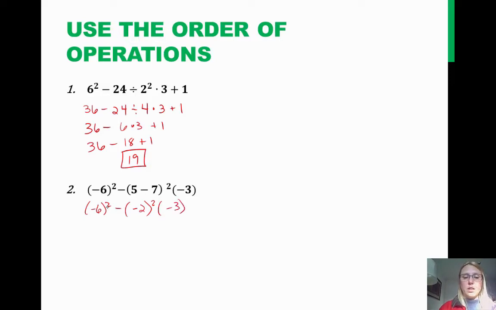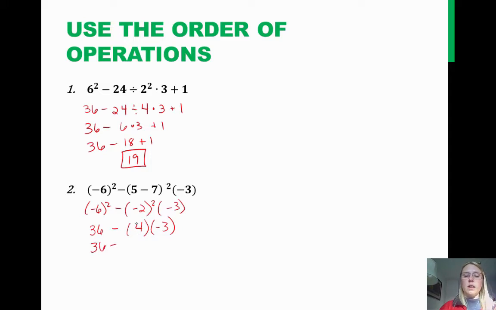Now let's deal with the exponents. Negative 6 times negative 6 is a positive 36. And on the inside of this, negative 2 times a negative 2 is a 4 times a negative 3. And notice that I'm not doing anything with this negative sign first yet. I'm just working from the inside out. And remember, we want to multiply before we subtract, so we're just going to leave that there.